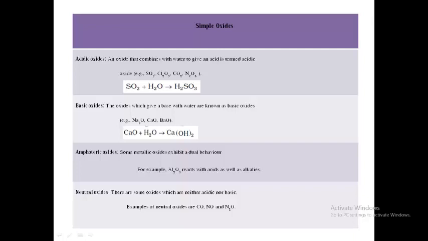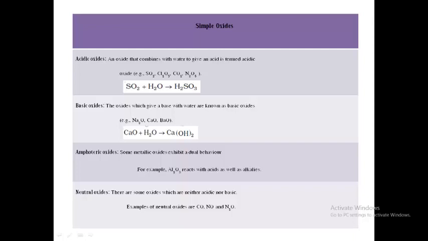Basic oxides are the oxides which combine with water to give a base. Oxides of sodium, calcium and barium, that is oxides of S block elements, are basic oxides. Calcium oxide reacts with water to give calcium hydroxide.